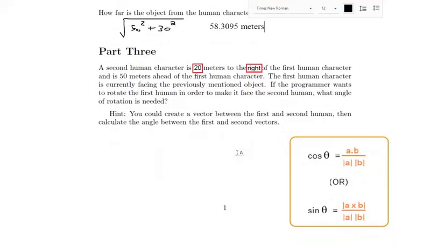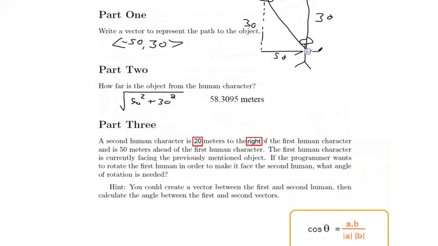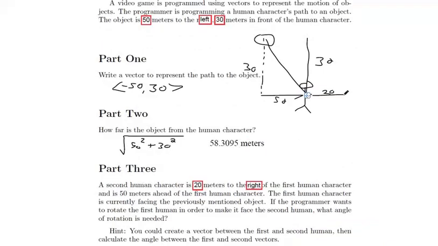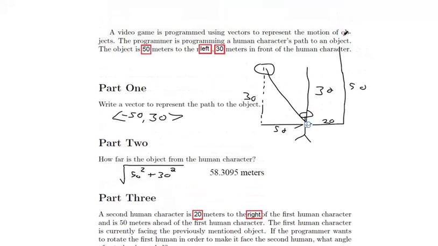Okay, part three is the question students are usually asking me about. So a second character is 20 meters to the right of the first character. So this is 20. And 15 meters ahead of the first human character. So it's over here. 20 meters to the right, 15 meters ahead. So this should be further. There's a second character.